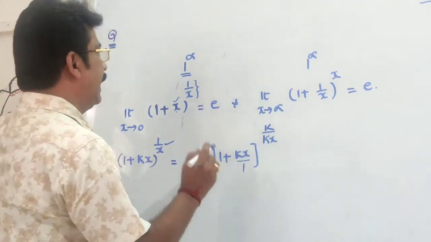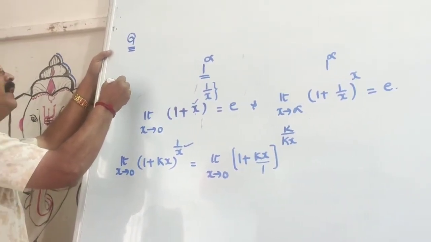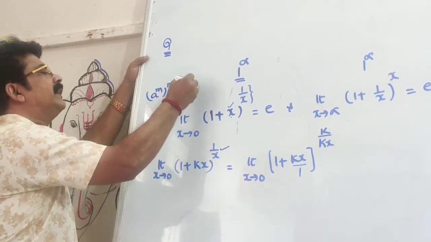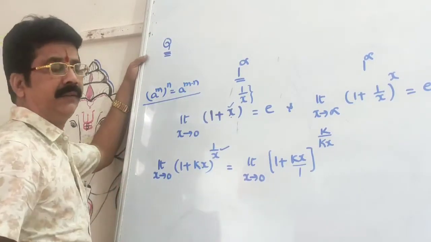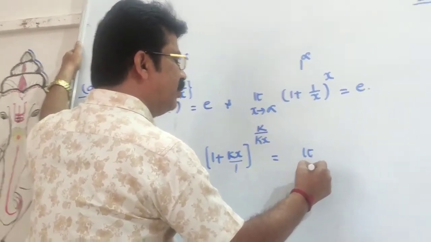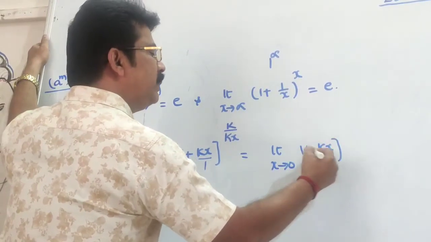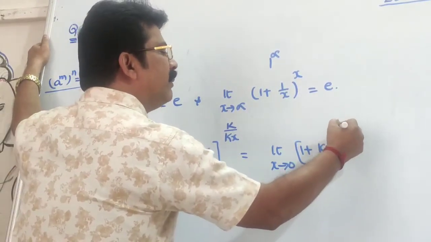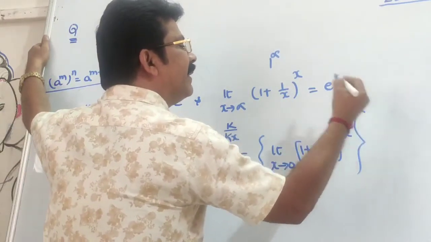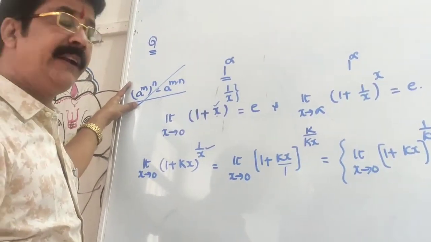Next, by the indices, (a to the power of m) whole to the power of n is equal to a to the power of m into n. So it can be written as limit x tends to 0, (1 + kx) whole to the power of 1 by kx, whole to the power of k. We can write like that because of this law of indices.